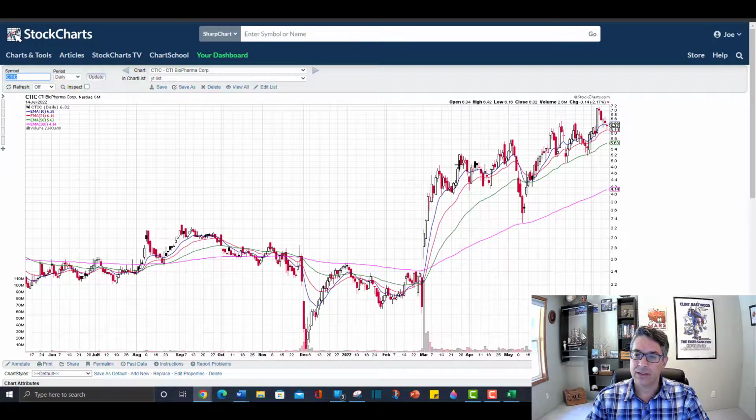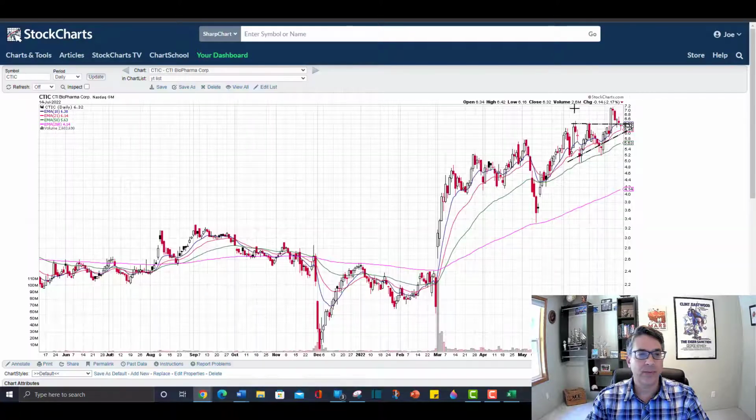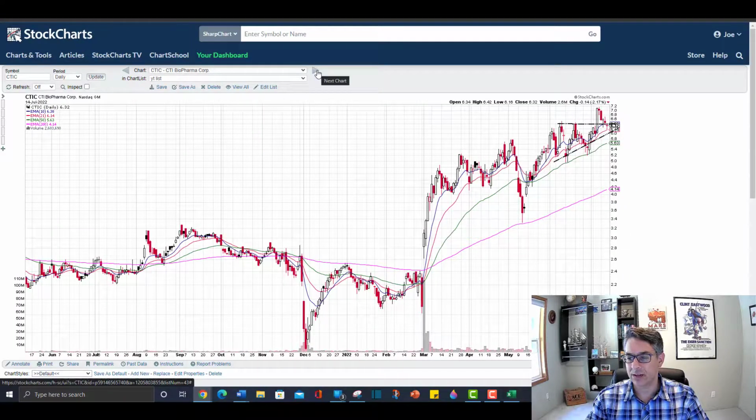CTIC. It's in a nice little uptrend for sure, and it recently broke out of an area of resistance, and now it's pulled back. It's behaving very naturally here. If we saw a good update here, this also would be worth a try. A lot of these stocks are going to be healthcare stocks, so that's the hot stocks right now.